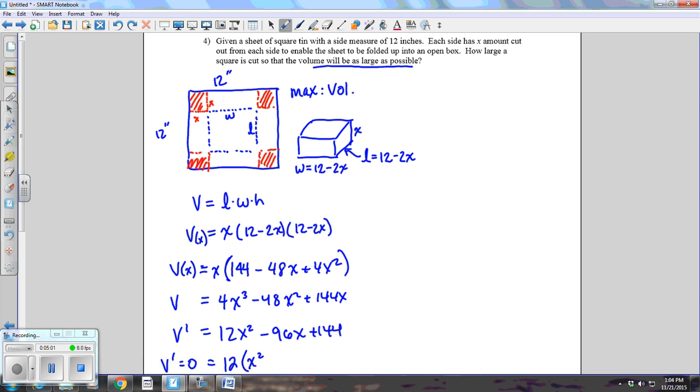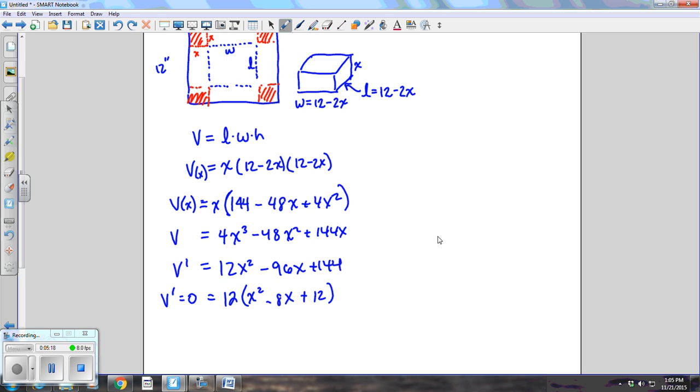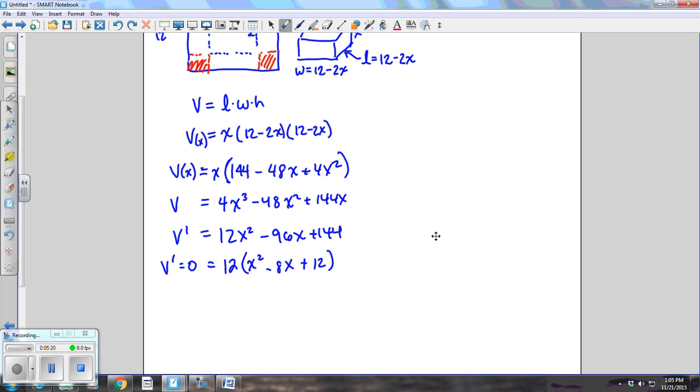96 divided by 12. I don't know what that is. 8? I think that's 8, minus 8x. And 144 divided by 12 is 12. I'm liking this because that is a factorable quadratic. And so I have x minus 6 and x minus 2. And then I've got two critical values, x equals 6 and x equals 2. So we're going to have to test two critical values.